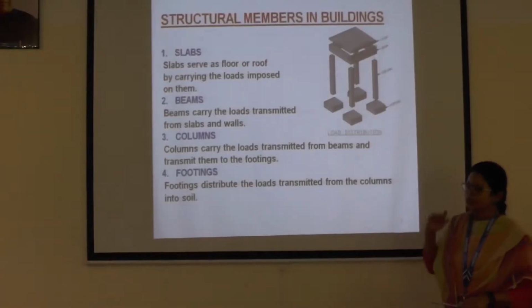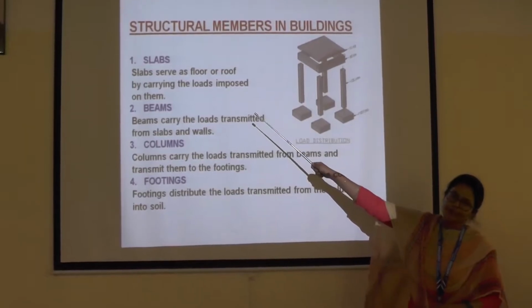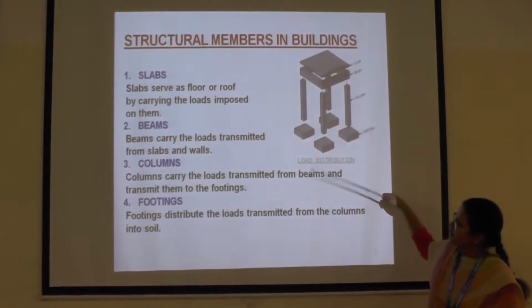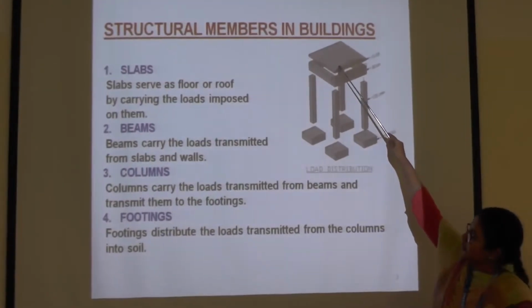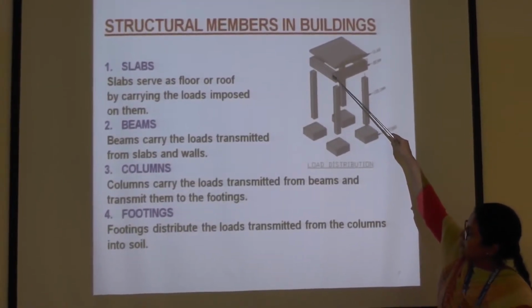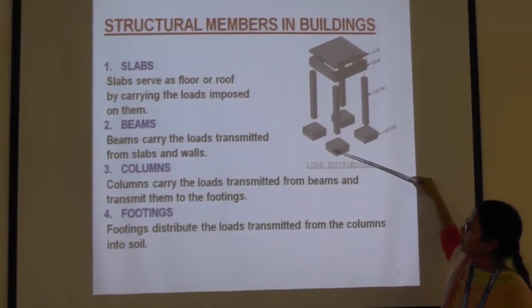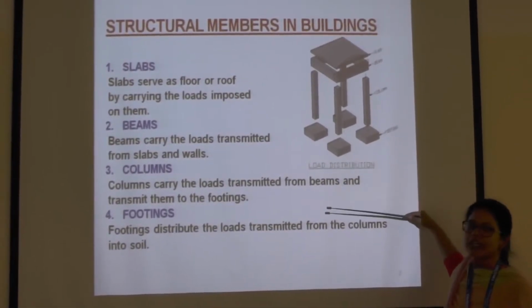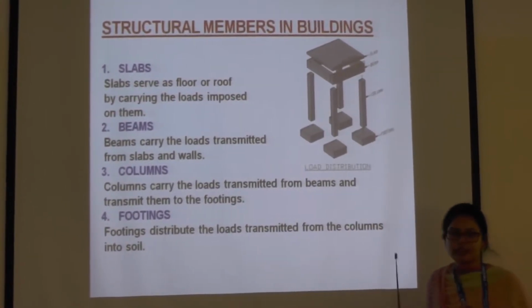The different structural elements are beam, column, footings and slab. How does the load get transferred to the soil? First, the slab transfers its loads to the beam, and then the beam transfers its load to the column, and from the column the load gets transferred to the foundation, and from the foundation the load gets transferred to the soil. This is the load distribution pattern of any framed structure.